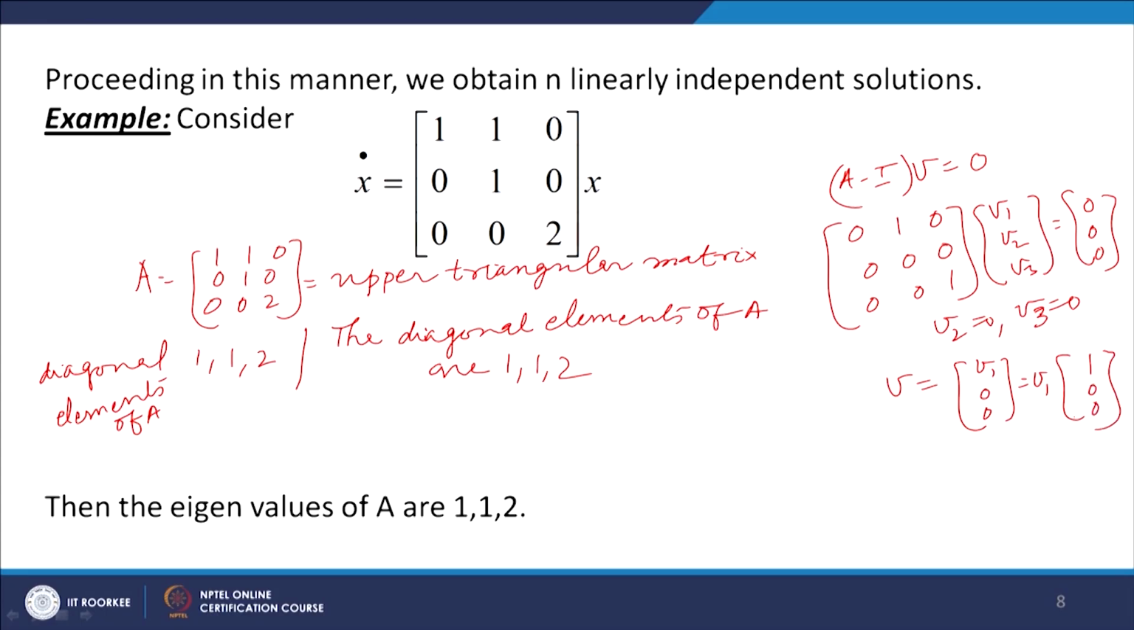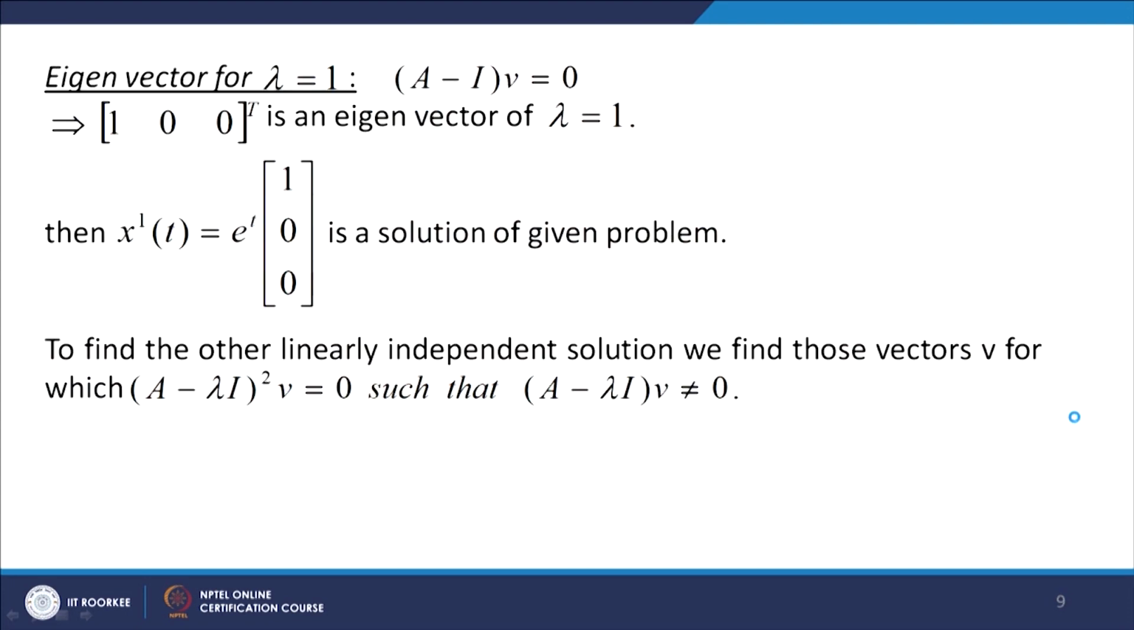So, corresponding to eigenvalue lambda equal to 1, we get an eigenvector 1 0 0 and therefore, we can have one solution of the equation x dot equal to A x. We know that x of t equal to e to the power lambda t into b. Okay.